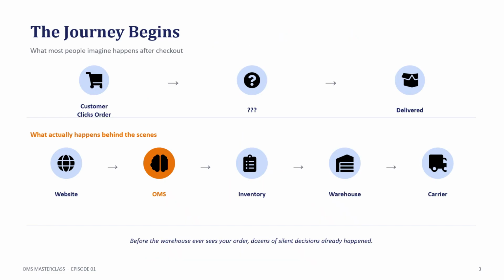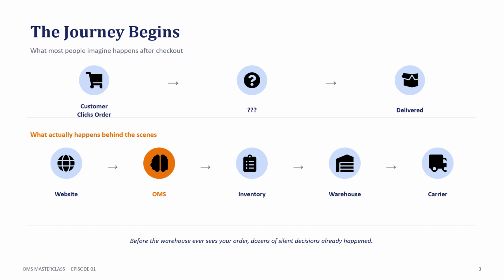Now that we know an order does not go directly to the warehouse, let's see what really happens. Most people imagine the process is simple. The customer clicks place order, something happens and the package is delivered. But in reality, there are several systems working together. First, the website receives the customer's order. Next, the order reaches the order management system. After that, inventory is checked and business decisions are made. Only then is the order sent to the warehouse for picking and packing. Finally, the carrier delivers the package to the customer.